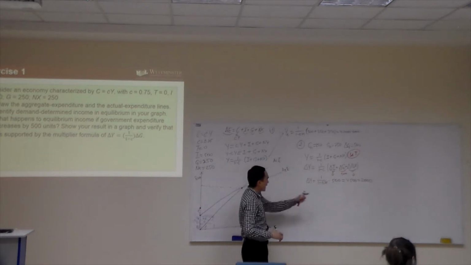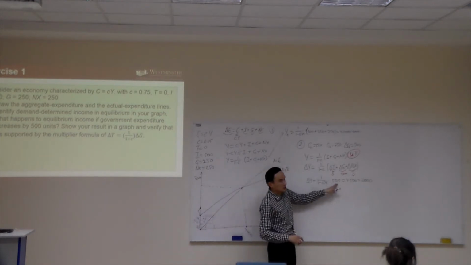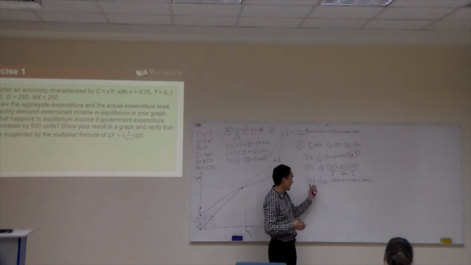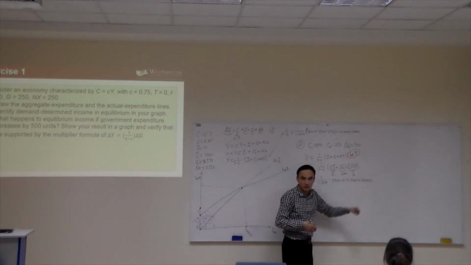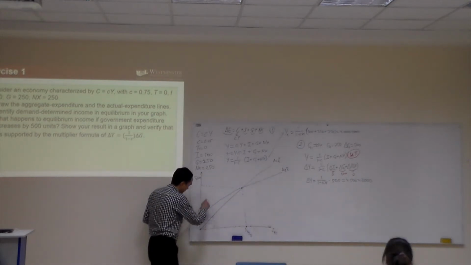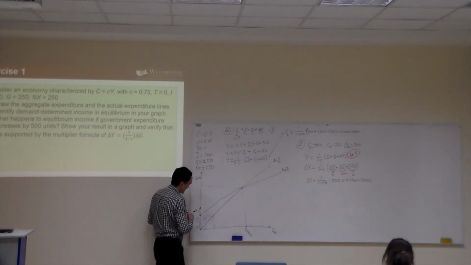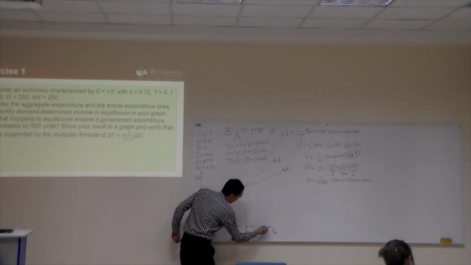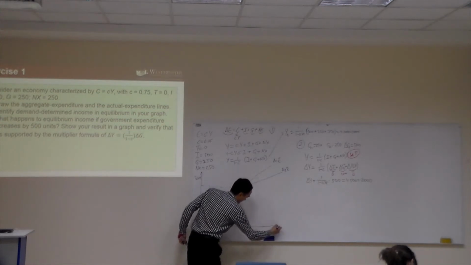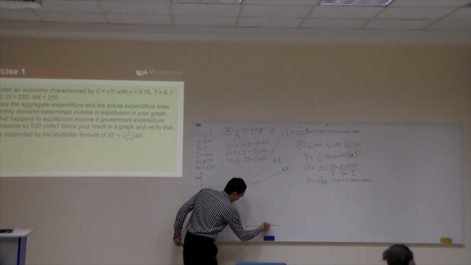So a positive change of 500 in government spending, an expansionary policy, increased our output by 2,000. So the government increased spending by 500 and it resulted in increasing output by 2,000.